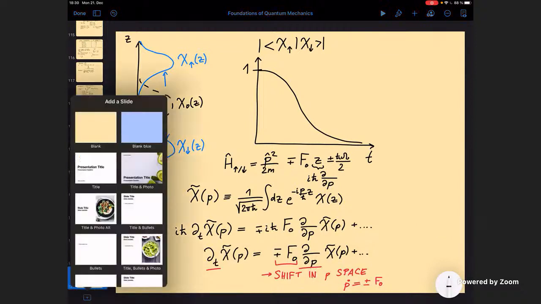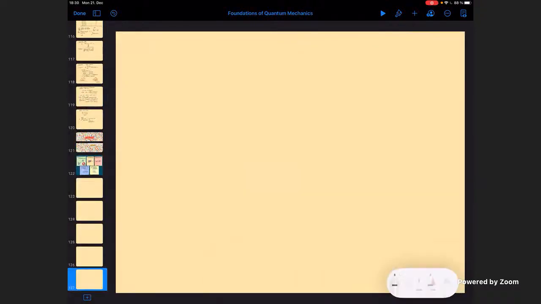So we can write down the solution. There's a few more steps to the calculation, but if I want to write down the solution, I would get chi tilde up or down in momentum space as a function of time equals the original chi tilde, that is the Fourier transform of chi zero, shifted along the momentum direction, as you expect if you apply this constant drift in momentum space.